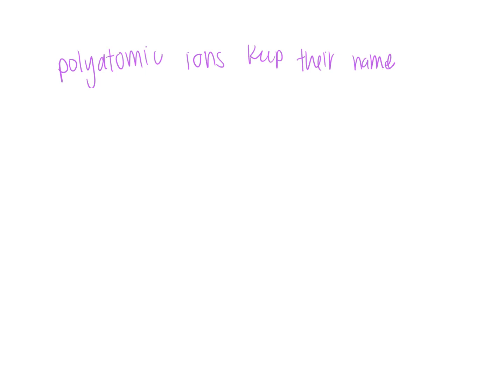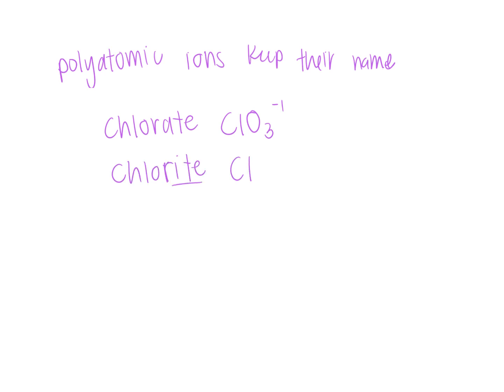Chlorate. Let's go through a couple examples here. I want you to look into your box and find chlorate. Chlorate is ClO3 with a -1 charge, right? It just says minus, but we assume there's a 1 there. So -1 charge. Chlorite, it has a different ending. Chlorite is ClO2 with a -1 charge.